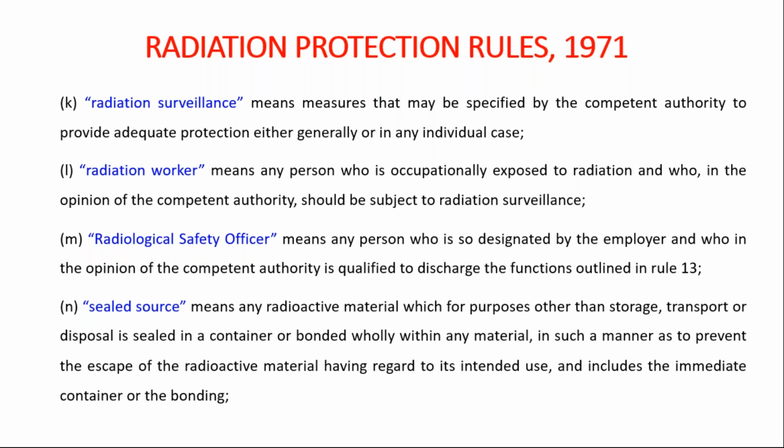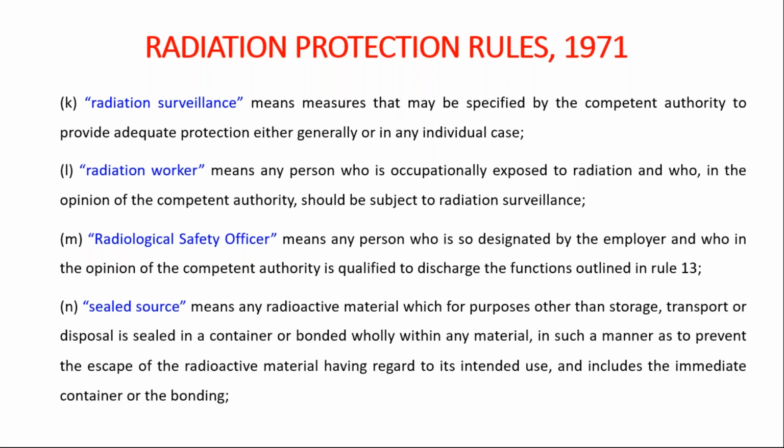Now radiation surveillance. That radiation activity needs radiation surveillance, which means measures that may be specified by the competent authority to provide adequate protection either generally or in any individual case. So if that activity or facility requires adequate protection, then it is called radiation surveillance. Then radiation workers, we already discussed: the persons involved in that radiation activity are called radiation workers.